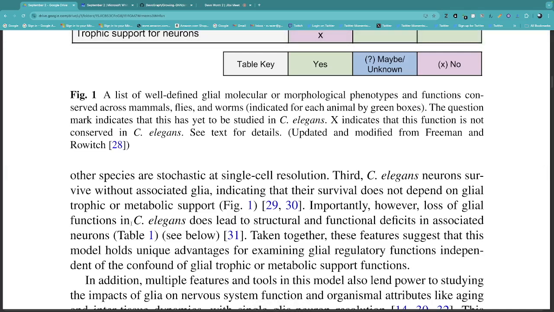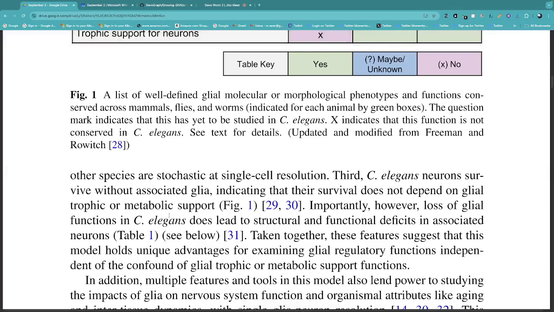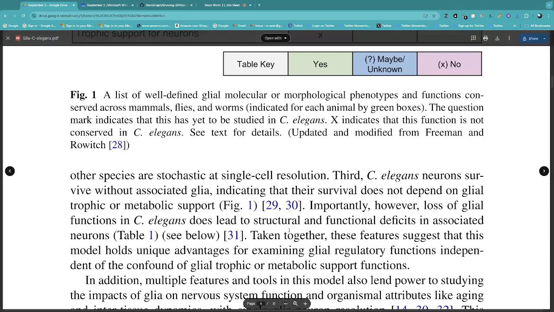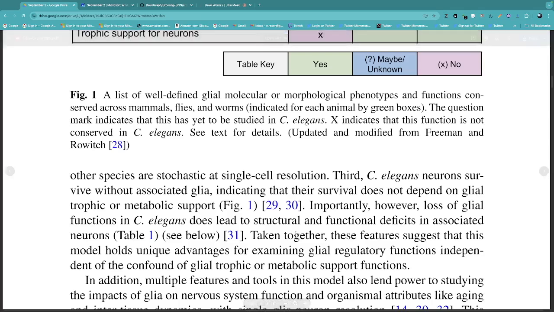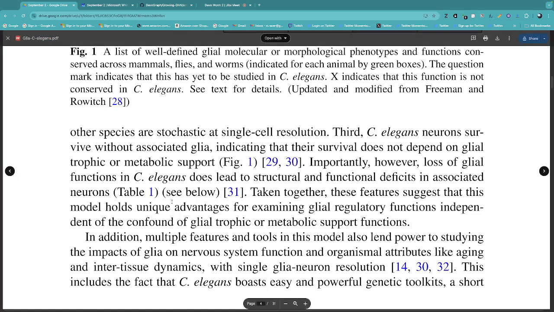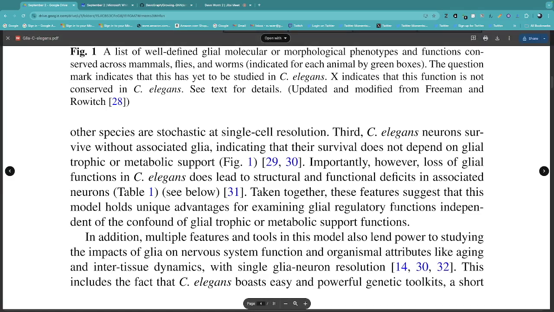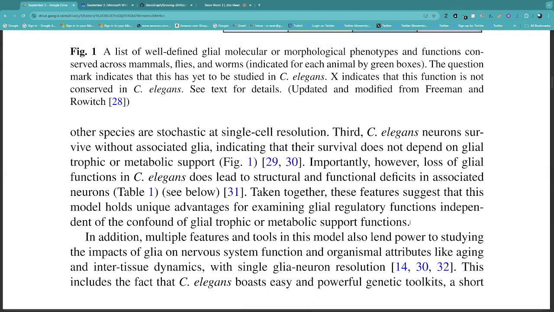this is a difference in C. elegans nervous system. Is it because it's relatively small? Is it because of this deterministic cell fate? We don't know. But what the advantage of studying C. elegans does suggest is that we can understand glial functions at a very granular level. And so we can understand glial functions, regulatory functions, as independent of the confound of glial trophic and metabolic support functions.